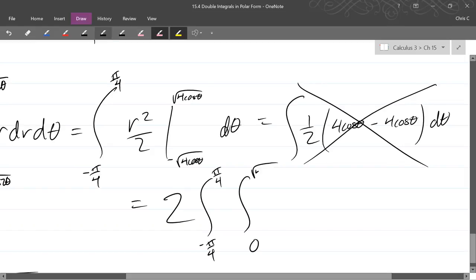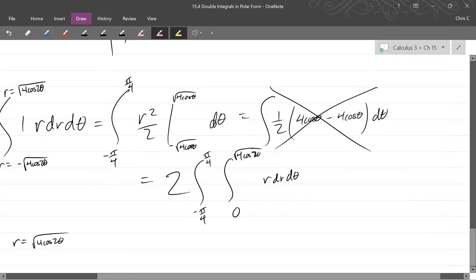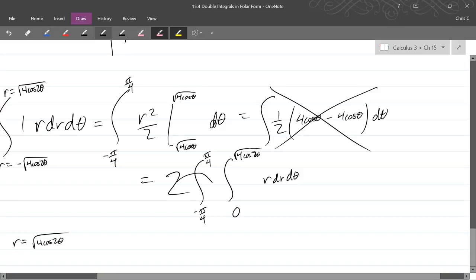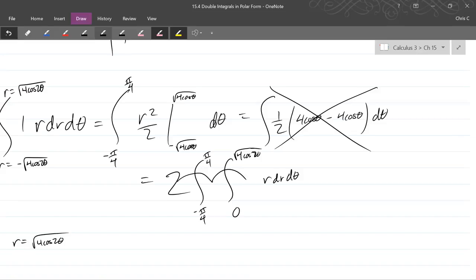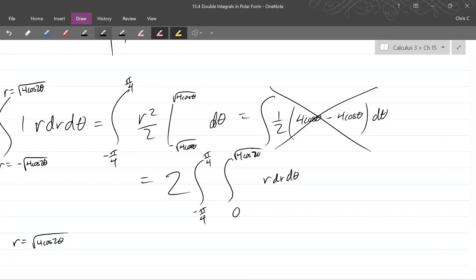So it goes 0 to 4 cos 2 theta. Does it matter if the 2 is outside of both integrals, or can we? So we saw that constant multiple rule with single integrals. So basically the answer is you can move it inside this one, and then using that same rule, you can move it inside that one. So you can pass constants through as many as you want. You can do the same thing with the sum. You can break it up into the sum with double integrals also.